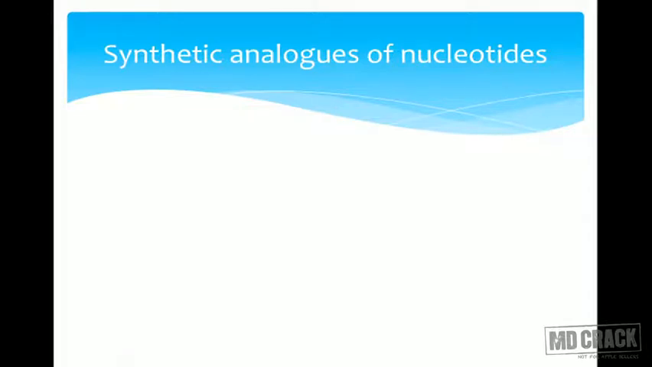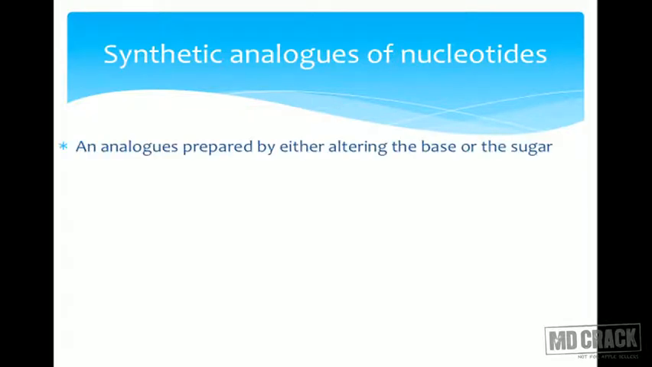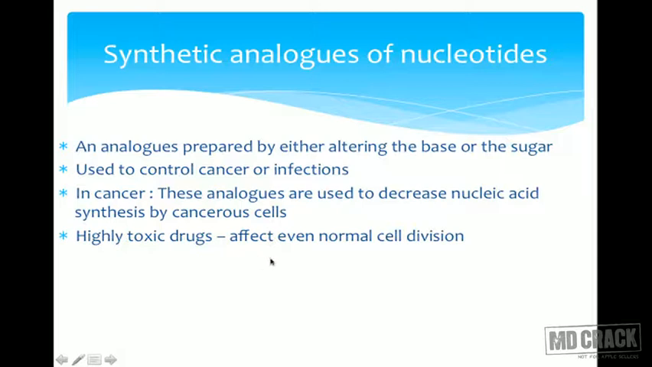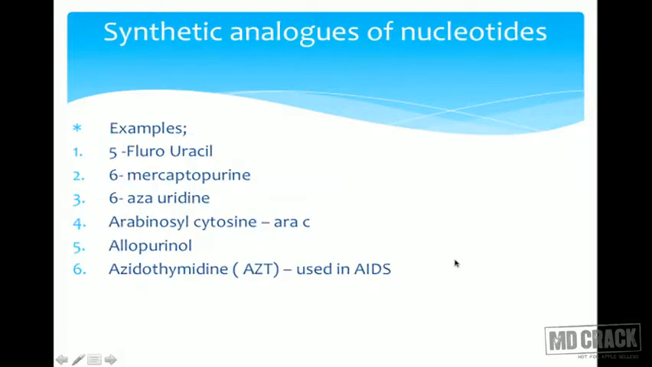Are there any synthetic analogues of nucleotides? Yes, an analog is prepared by altering either the base or the sugar. They are used to control cancer or infections. I'll talk more about this as we go ahead. Basically, when a nucleotide analog is used, it is used to decrease the nucleic acid synthesis by cancerous cells. We'll see. They are highly toxic drugs and affect even normal cell division. So these are the examples of the different synthetic nucleotide analogues.